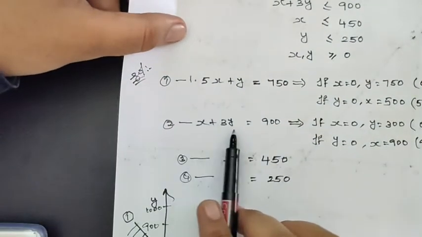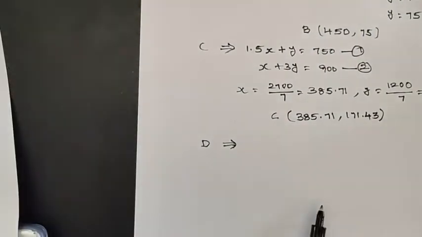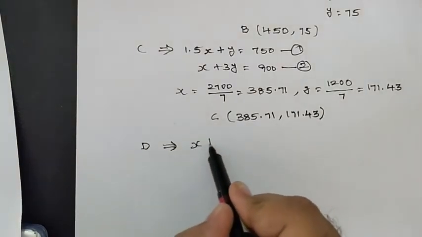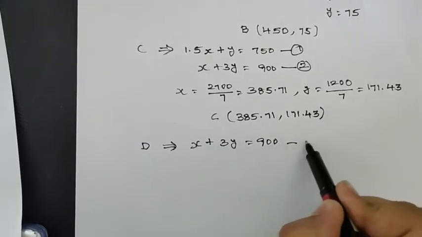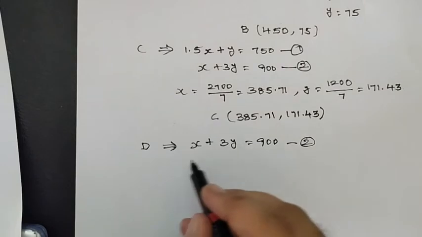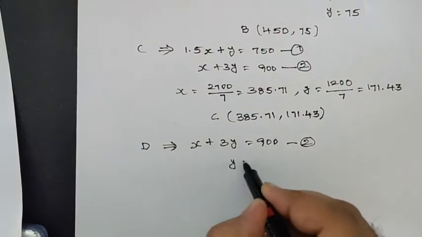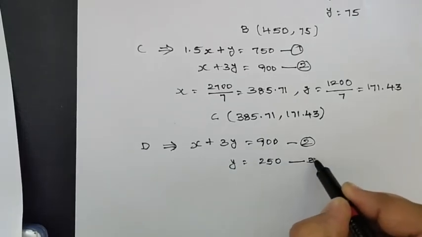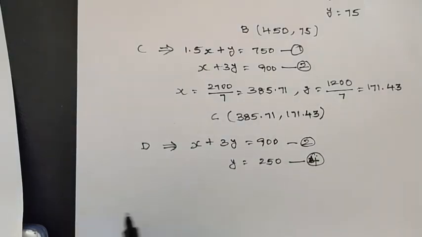So what is 2 and 4? x plus 3y equals 900, y equals 250. So now I am writing them. x plus 3y equals 900. This is equation number 2. And what is the fourth equation? y is equals to 250. That is the 4th, right? Now solve 2 and 4 to get the values of x and y.